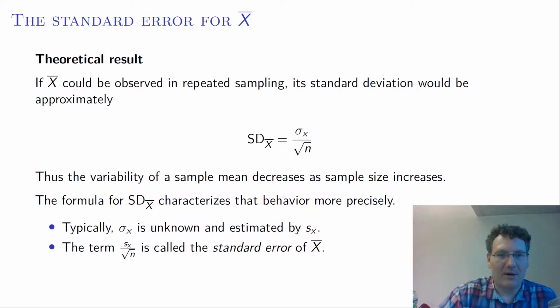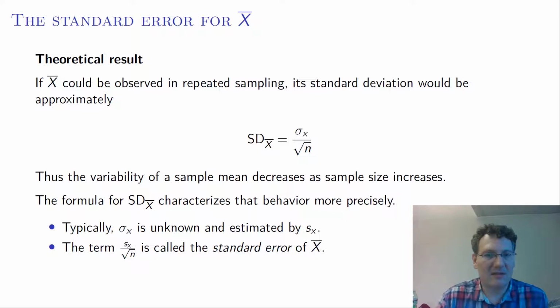Okay, now this is actually coming from what's called the central limit theorem, which says that the standard deviation of the sample mean as a random variable is the population standard deviation divided by the square root of n. This is what you call the standard error of the sample mean.